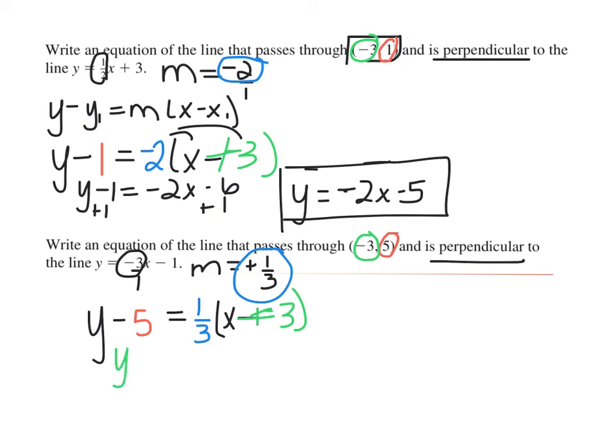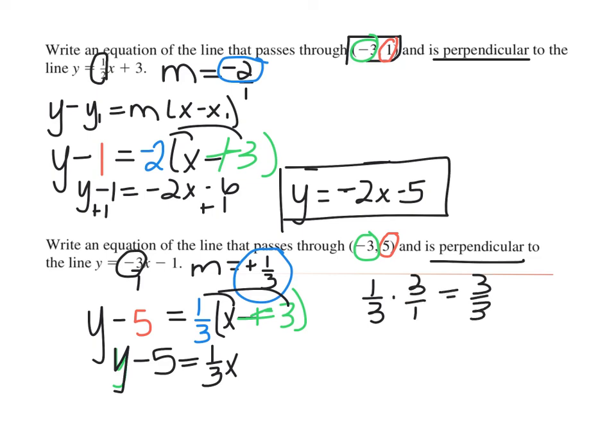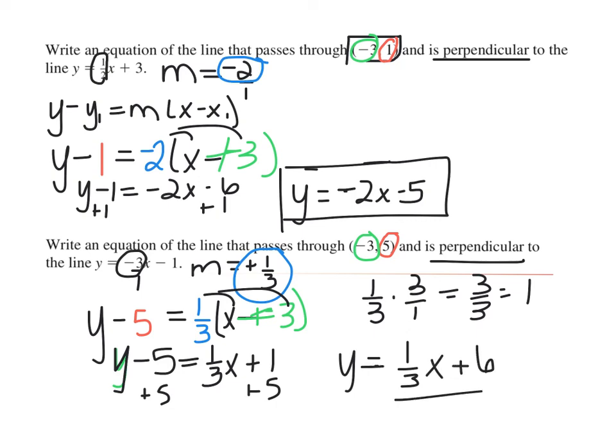So I get y minus 5. I need to distribute 1/3. So 1/3 times x is 1/3 x. 1/3 times 3 over 1 equals 3 over 3, which equals 1, or 1/3 of 3 is 1. So that's plus 1. And then we will add 5. And we get y equals 1/3 x plus 6. And this is the equation of the line that is perpendicular to y equals negative 3x minus 1 and passes through the point negative 3, 5.